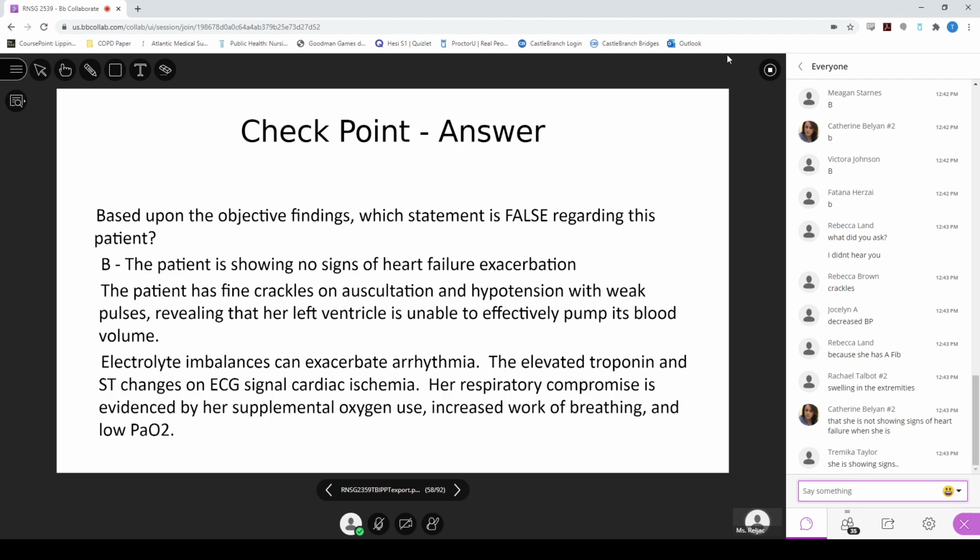Okay, so what I was looking for on some of this is, B is the wrong answer. It's false that she's not showing signs, but she is because she has fine crackles on auscultation, hypotension with weak pulses, revealing that the left ventricle is unable to effectively pump the current blood volume. Okay.